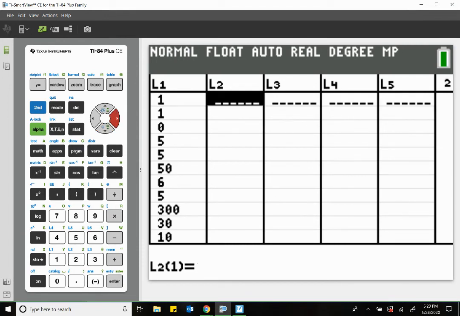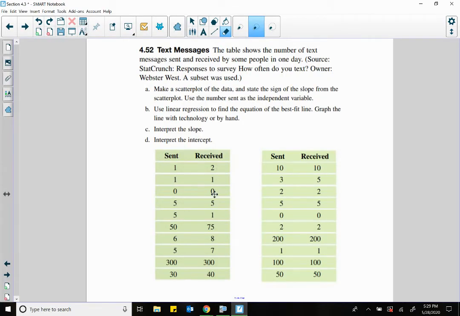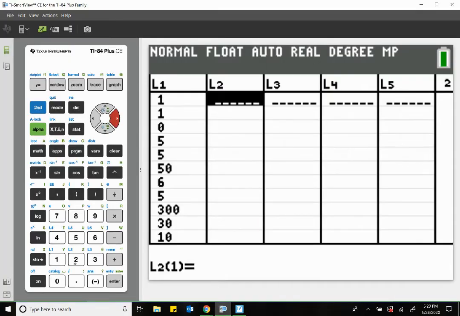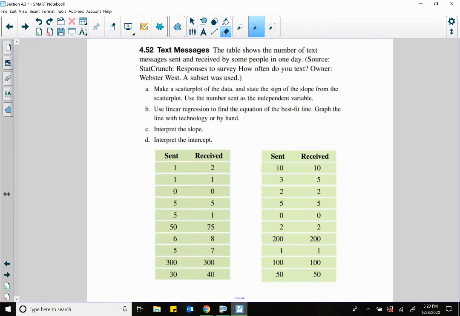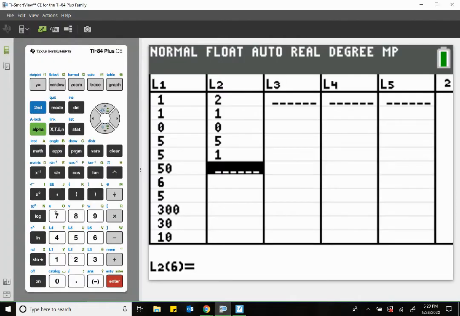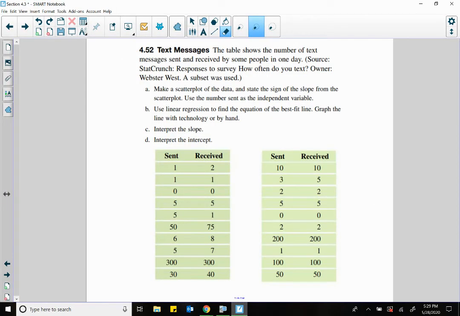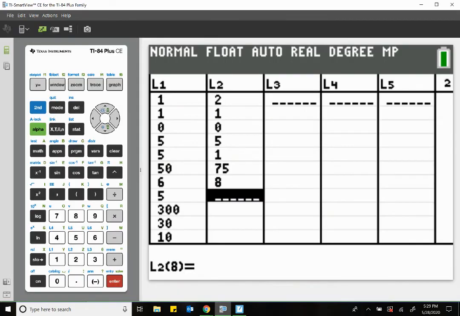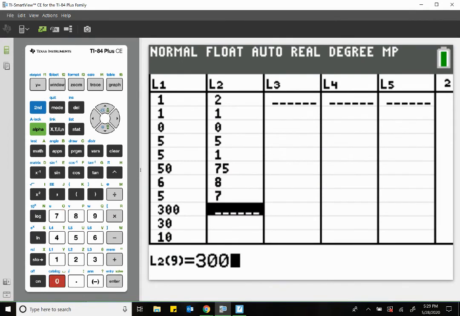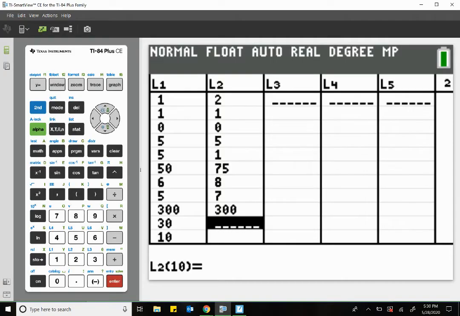Okay, so let's go back over here to list 2. And we got 2, 1, 0, 5, 1. And then we've got 75, 8, 7, 300. I forgot. 7, 300. And then I think it was 10 below, nope, 40 below that. So there's our first 10. Ooh, not 400.